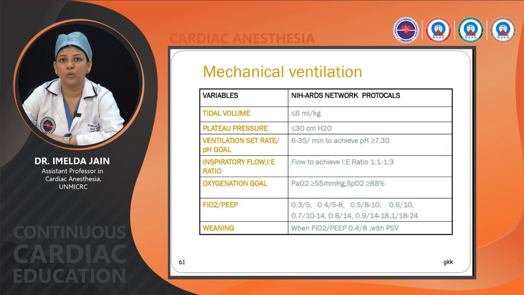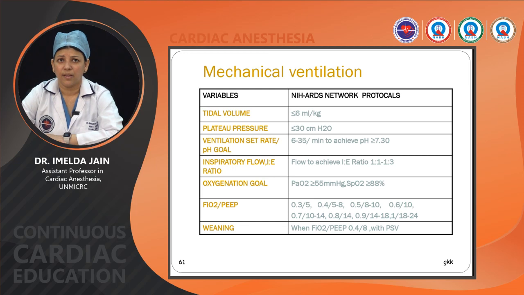This is to summarize the mechanical ventilation according to the NIH ARDS network protocols. The tidal volume of less than 6 ml per kg body weight should be maintained. The goal is to maintain a plateau pressure of less than 30 centimeters of water. The ventilatory rate should be set between 6 to 35 per minute to achieve a pH of more than 7.3. The IE ratio should be maintained between 1:1 to 1:3.